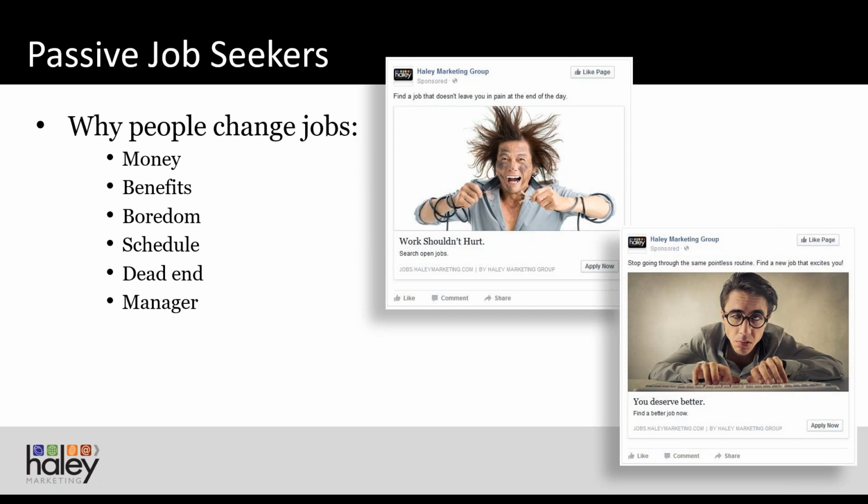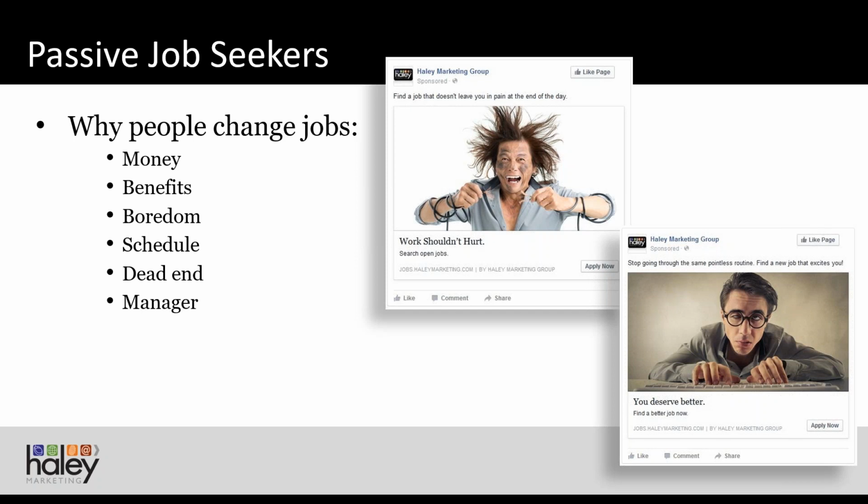And you want to think about all of the reasons an individual would quit their manager. Maybe they're not being heard. Maybe they're being overworked. Maybe they feel like they're not being treated fairly. And then you can design your advertisements, your content, your social sharing graphics around those reasons people change roles.